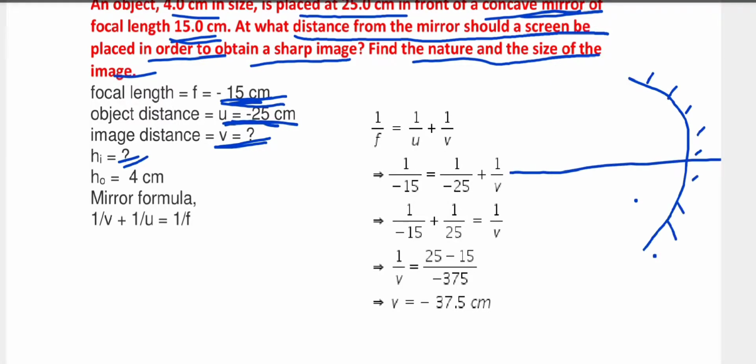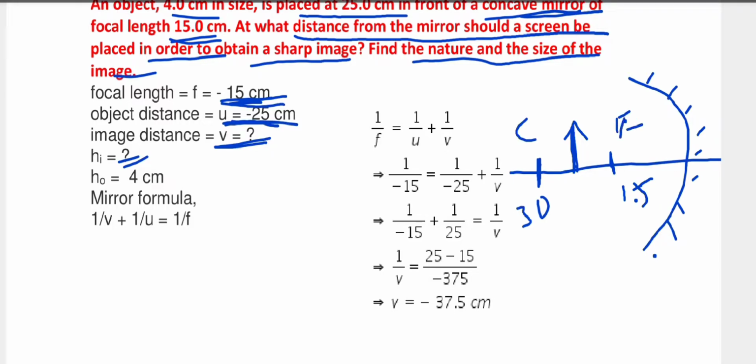Principal axis, focal length. I will take the focal length as 15 centimeter. That means 2f, or the radius of curvature, will be 30, right? The object distance they have given is 25. That means it is placed somewhere between 30 and 15. So which case is this? The object is placed between the center of curvature and the focus.